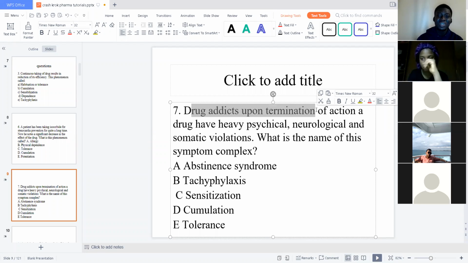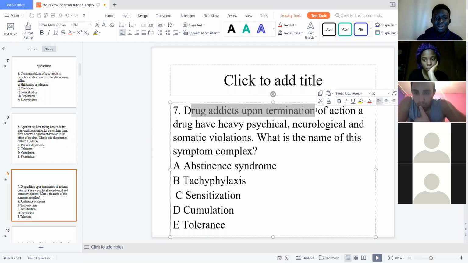Okay, I want us to pay attention to drug addicts upon termination. This is after the person has stopped taking the drug. So the person experiences symptoms of withdrawal. When you experience symptoms of withdrawal, what do you think it is? I want you to try again. Abstinence.